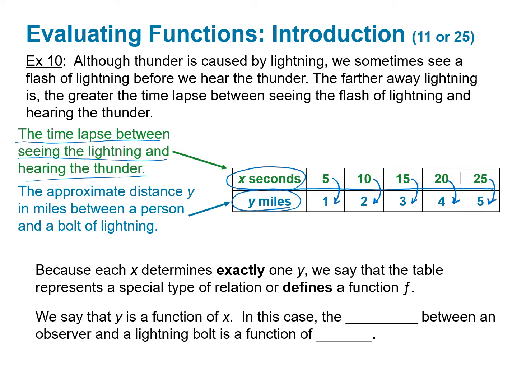We can say that y is a function of x. In this case, the distance between the observer and the lightning bolt is a function of time. Y is a function of x.